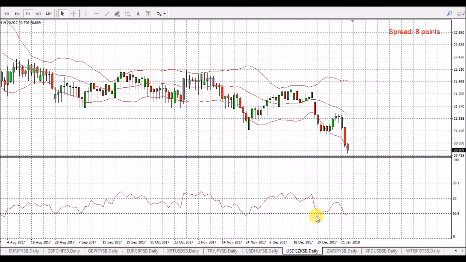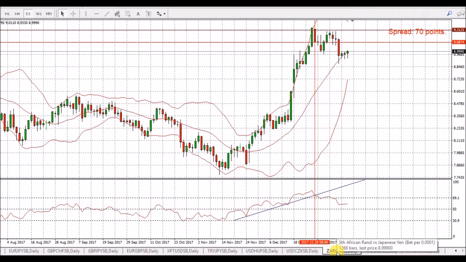USD Czech koruna. Same thing again. I mean, we've had weakness on the dollar, unbelievable. It's come below the 30.9, and hopefully we're going to see a bit more strength unfold towards the end of the month. So we'll see where that goes.